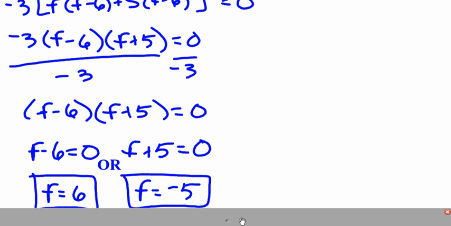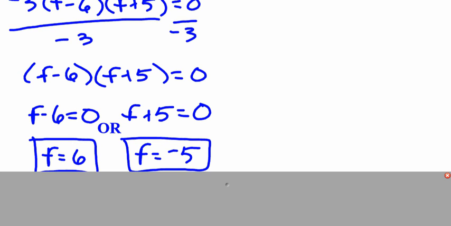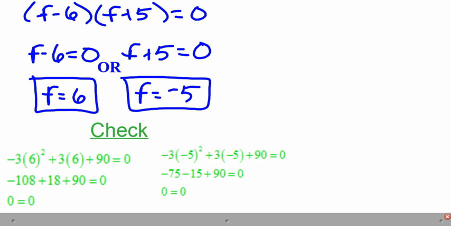Again, to verify that these are the correct solutions to the equation, we'll take each one and substitute them into the original and make sure it's balanced, giving us back the 0 that we started with. So as you can see, when we take the 6 and substitute into the original equation, we do get back the 0 that we started with. When we substitute the negative 5 into the original equation, we do get back the 0 that we started with. So this has two potential answers. F could be 6 or it could be negative 5.